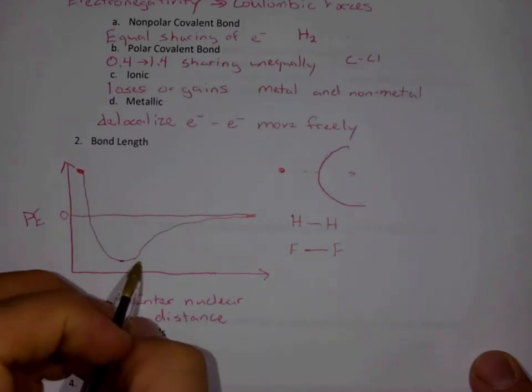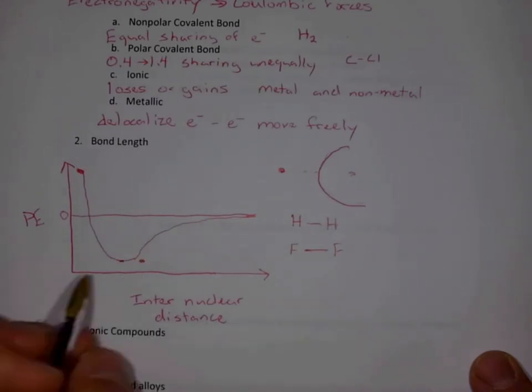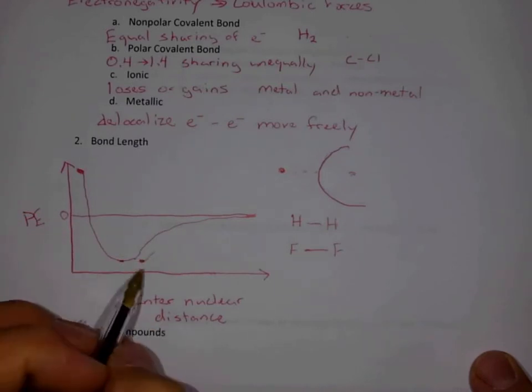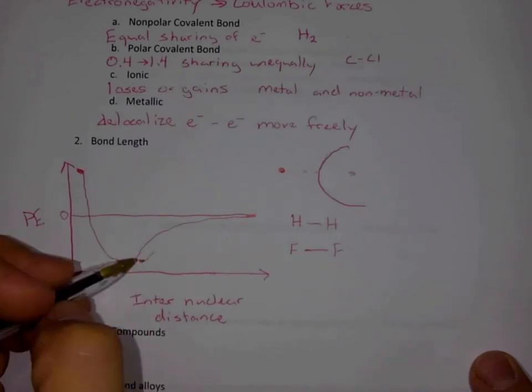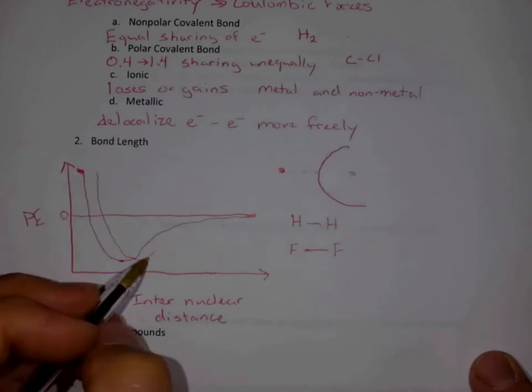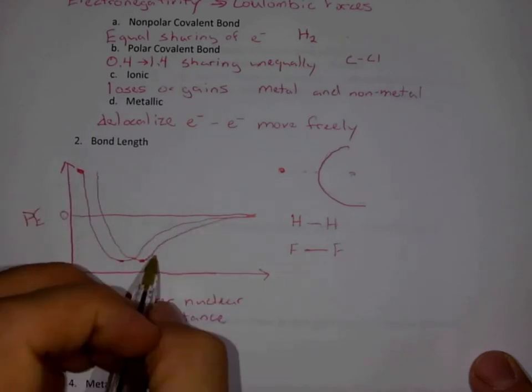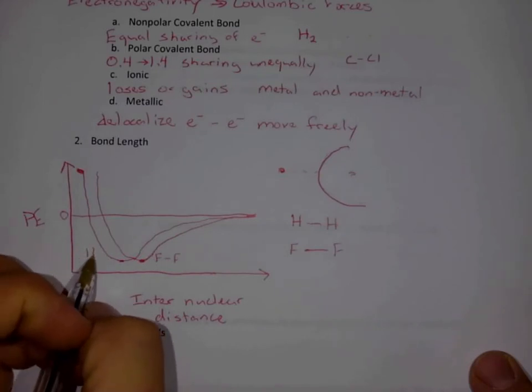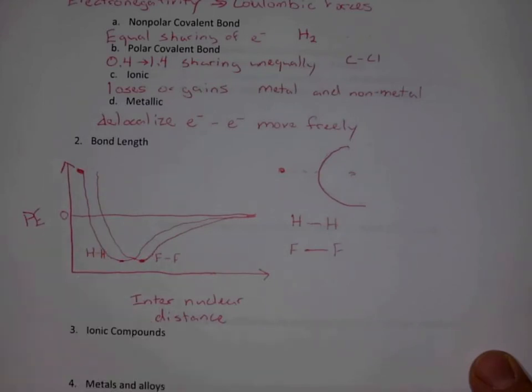That would mean that our internuclear distance, maybe for fluorine, the lowest energy point is going to be further away than our hydrogen. So maybe this one is our fluorine-fluorine bond, and this one here would be hydrogen-hydrogen.